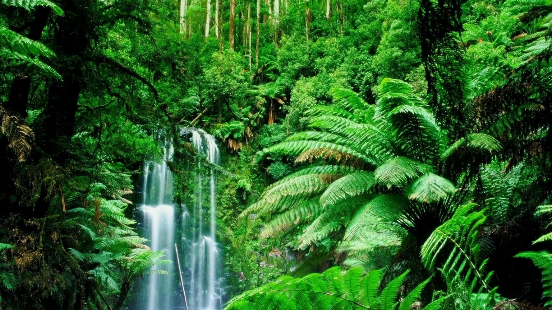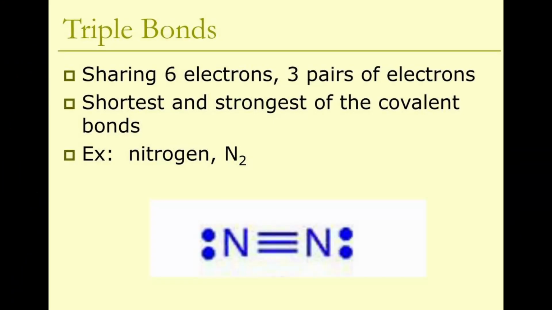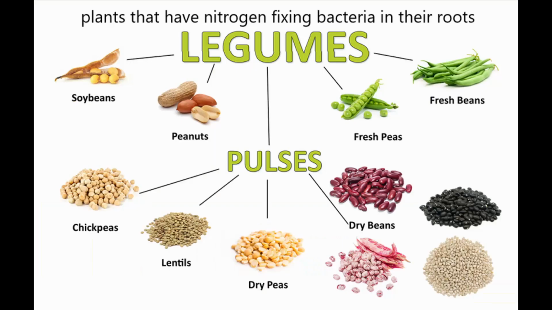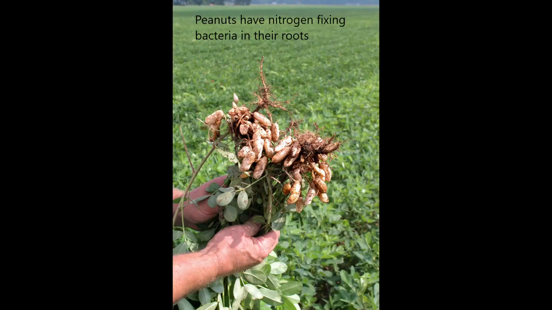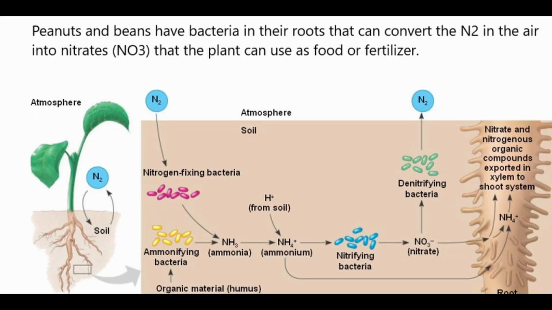Plants require nitrogen to grow. The triple bond is too strong for most plants to get nitrogen straight from the air. The legume family of plants that includes beans and peanuts have special bacteria in their roots that can fix N2 from the air into nitrates such as NO3 that the plants can use as food or fertilizer.